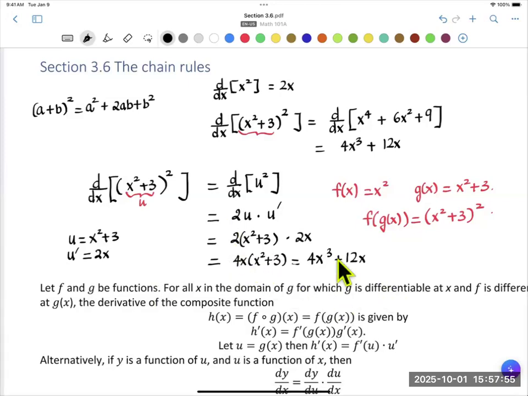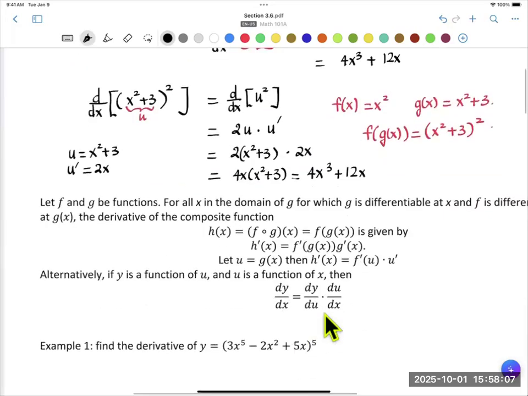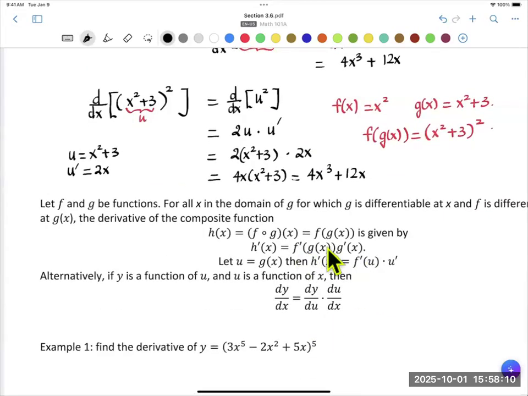So what is the chain rule used for? The chain rule is used for a function that is a composite, so you have one function inside another function. In order to apply the chain rule, we let u be the function inside, take the derivative of the outside function, and multiply by the derivative of the inside. Okay, so let's apply it to another example.